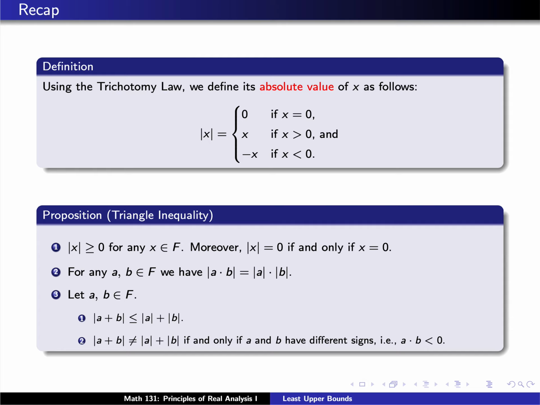Third, the absolute value of the sum is less than or equal to the sum of the absolute values. That means the absolute value of a plus b is less than or equal to the absolute value of a plus the absolute value of b. Moreover, we have a strict inequality if and only if a and b have different signs. That is, the product of a times b is negative.